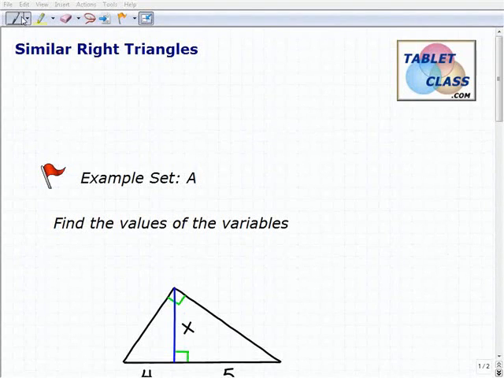Hello, welcome to the video on similar right triangles. This is our first example set A. And as usual, I hope you had a chance to watch the lesson. I think it's really critical that you have watched the lesson first before you actually start these problems.